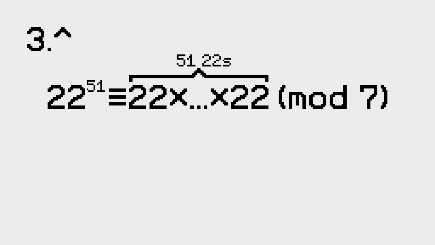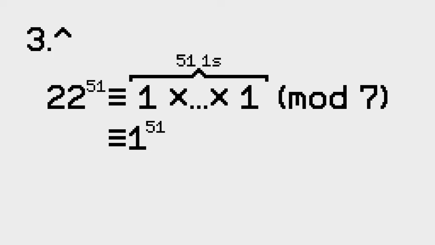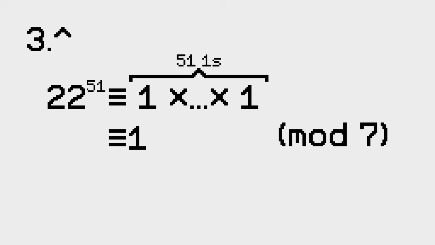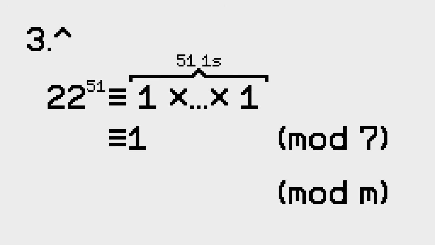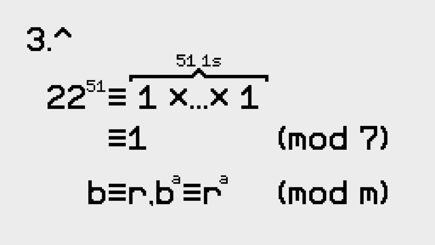If we wanted to reduce 22 to the power of 51 mod 7, we can write out 51 22s and multiply them together. Since we know from earlier that we can reduce the factors first, we can reduce this to 51 ones. So 22 to the power of 51 is congruent to 1 to the power of 51, or just 1 mod 7. In general, if you have some base b with residue r, which is raised to some power a, then b to the power of a is congruent to r to the power of a.